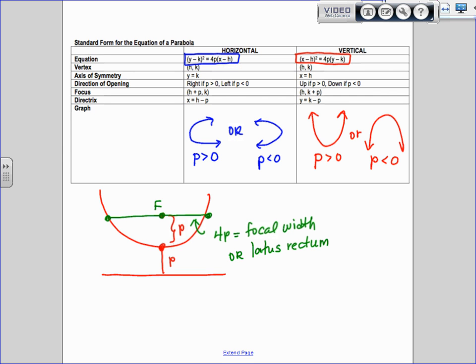Okay, so 4p is the focal width or the latus rectum. What is it actually called? I have no idea. This is just one random one. I don't know. Is it the bottom of a parabola, I guess? The bottom? All right. Yes, Alex.